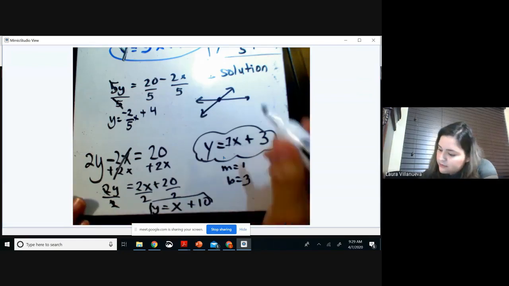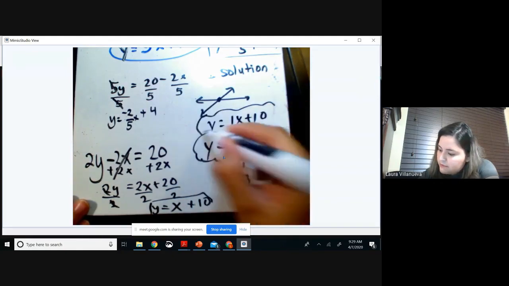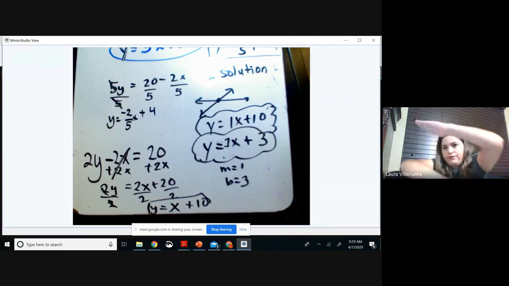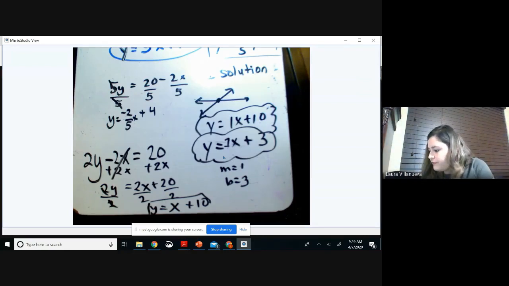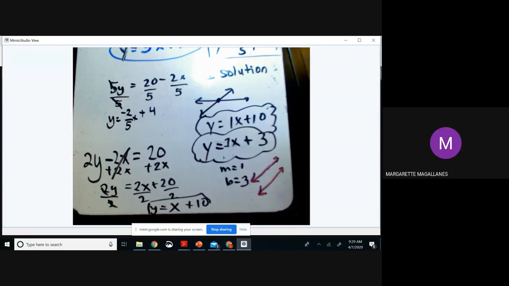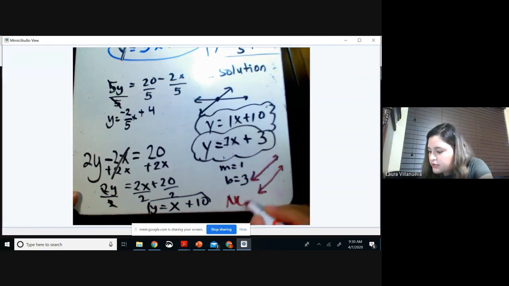What do you notice now? They have the same what? Slope. Same slope, different b's though. They're not exactly the same line. They're just what? What kind of lines are you going to see here? Parallel lines. The no solution one, right? So they never touch, so therefore it's no solution. Very good, Margaret. So this one is no solution.